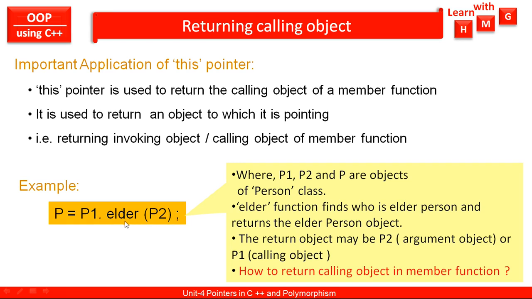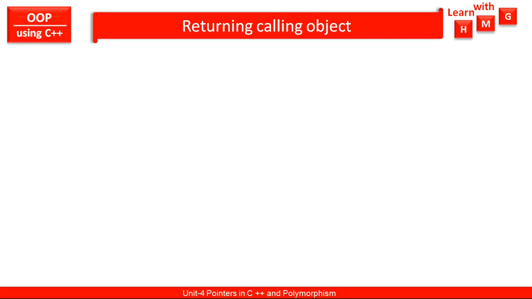But the question is how to return the calling object, because it is easy to return the argument object. We can just write return P2. But how to return P1? Because in the member function definition, we are not using P1. So again, the question is how to return the calling object in a member function. Let us understand with the example of this member function definition in detail.